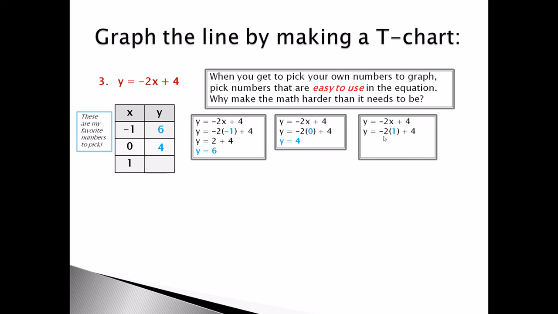Plug in a 1. -2 times 1 is -2. Positive times a negative. Plus 4 is 2. That's how I'm going to get my ordered pairs. Nice and easy. Please do not make this harder than you have to.